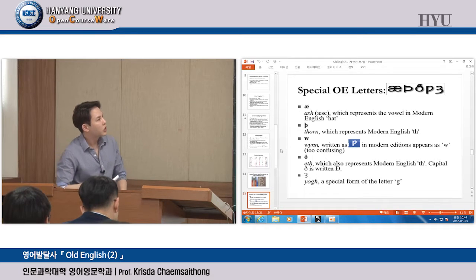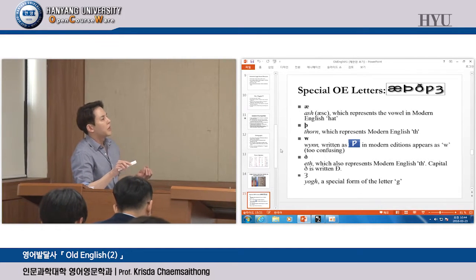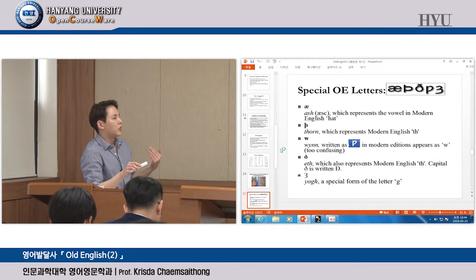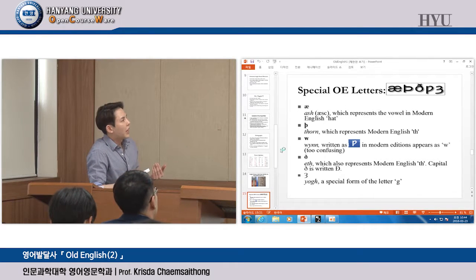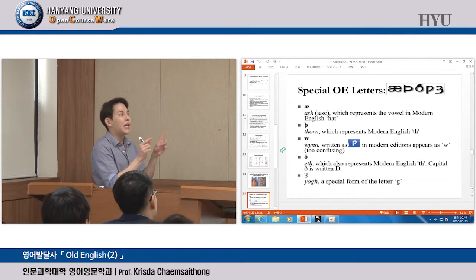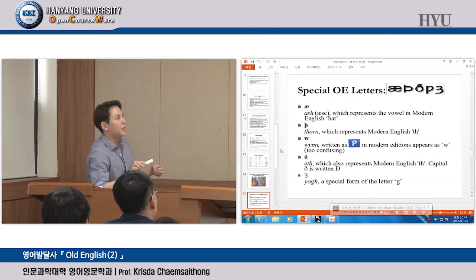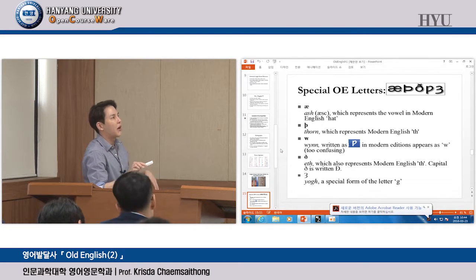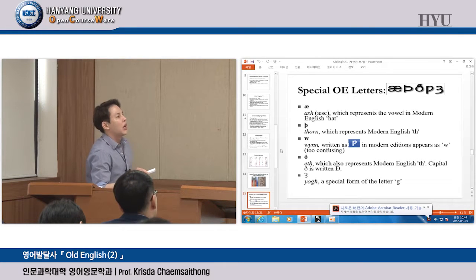And as you know, there were some special letters we got from the runic alphabet. So we have this A and E, which looks like A and E written together. The name is ash. We call it the ash because of the sound. It represents a vowel in modern English as in hat, right?